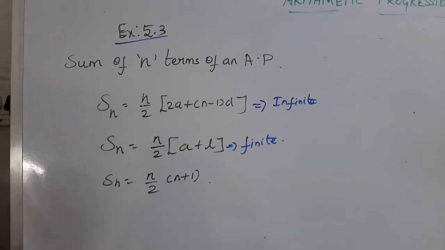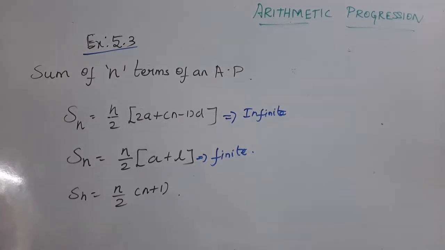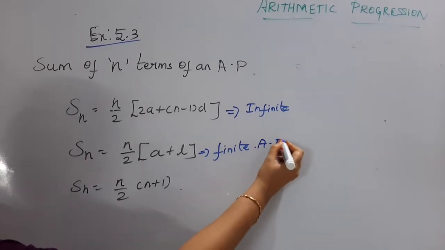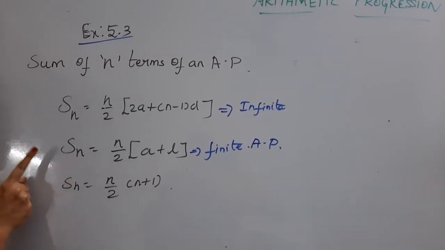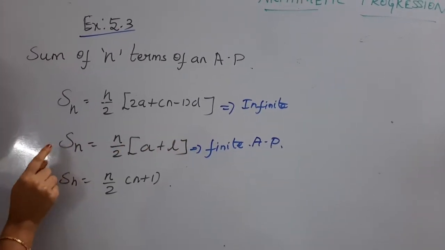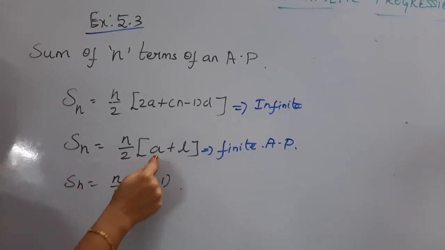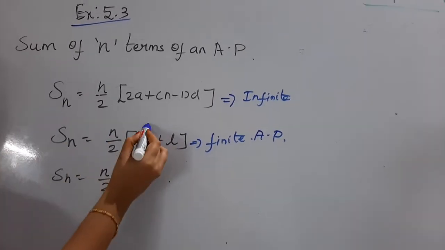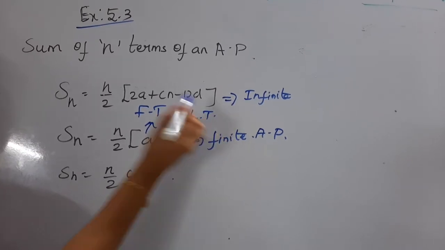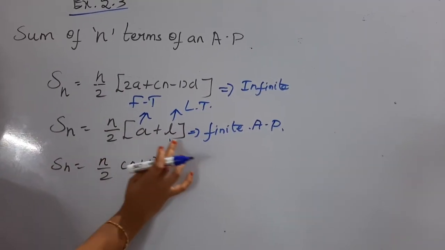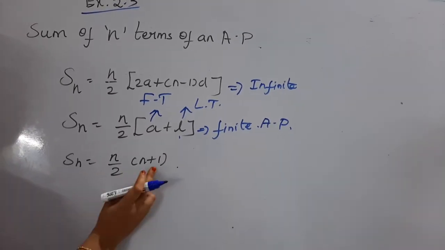If a finite AP is given, we will know the first term as well as the last term, right? If a finite AP is given to you and they ask us to find S10, the sum of 10 terms of that finite AP, we will go for this formula. What is this formula? Sn is n by 2 into (a plus l). What is a? a is the first term. And what is l? l is the last term. Because it is finite, we know the first term and the last term. Then what is this formula? Yes, Sn is equal to n by 2 into (n plus 1).